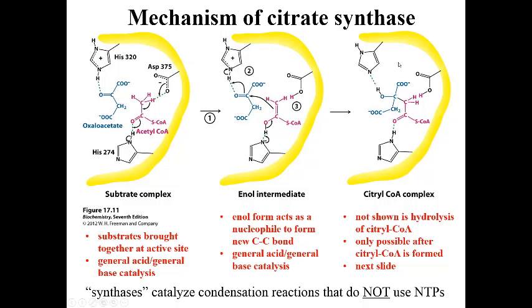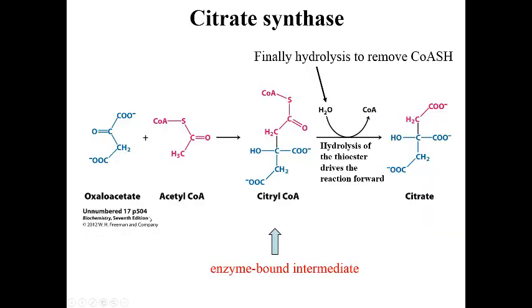Okay. This reaction goes through this citryl-CoA complex. So this citryl-CoA is a transient intermediate. So oxaloacetate condenses with acetyl-CoA to make this transient enzyme-bound intermediate, and this enzyme-bound intermediate is then hydrolyzed with a water molecule to release coenzyme A and generate the product citrate. Okay, it's this hydrolysis step that keeps this reaction energetically favorable. So the CoA ester is a high-energy intermediate.